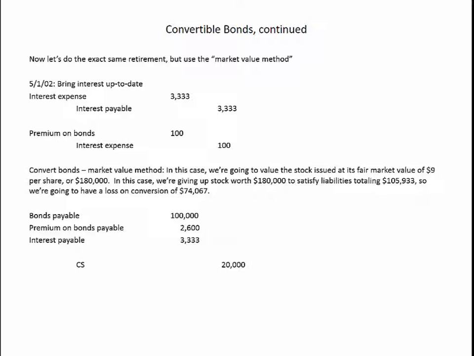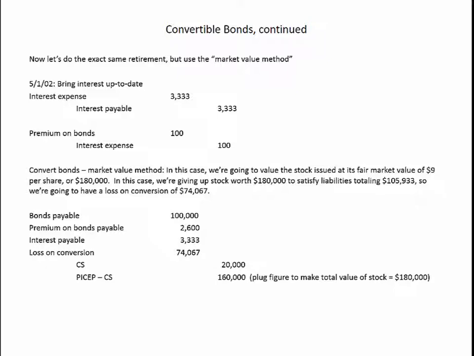Again, the common stock goes in at par value, 20,000. Now, the total value of the stock is 180, so if the common stock is 20, then the paid-in capital in excess of par must be 160. In this case, we've surrendered $180,000 worth of stock to satisfy $105,933 of liabilities. We, in a sense, overpaid by $74,000, and that'll be our loss on conversion.